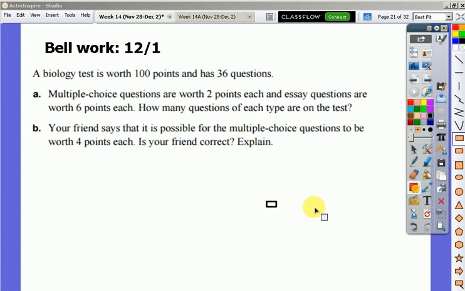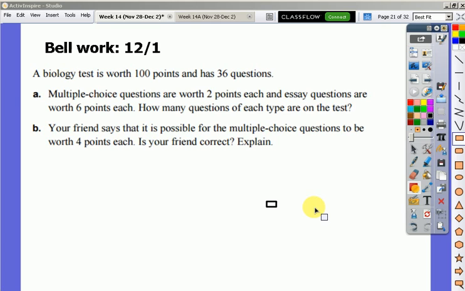Okay, so the biology test is worth 100 points and has 36 questions. Multiple choice questions are worth 2 points each and essay questions are worth 6 points each. How many questions of each type are on the test? Now somebody asked me last period, I don't know how to set it up. I don't even know when I have to use a system.